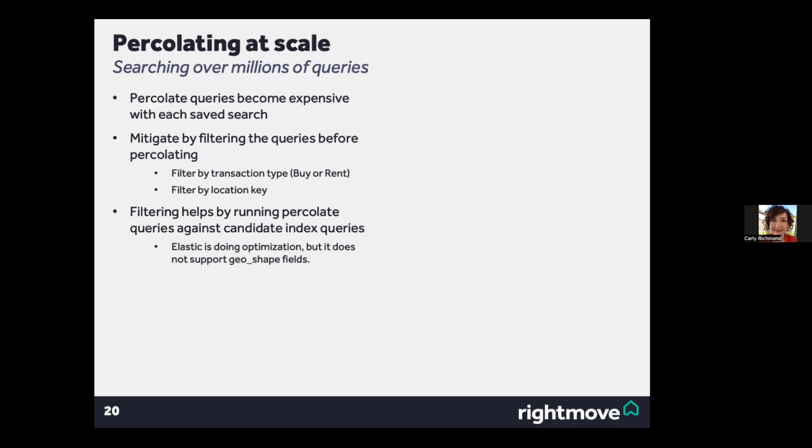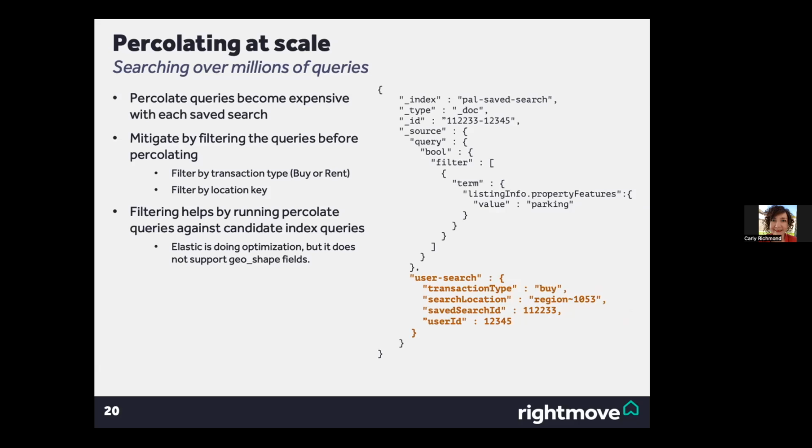So when your new property comes in, we find what is the address of the property, and then we find what is the location in our saved location index. I'll explain it on the next slide. But this is how the saved search document looks like, and this is the part which we are using for filtering down the percolators even further.